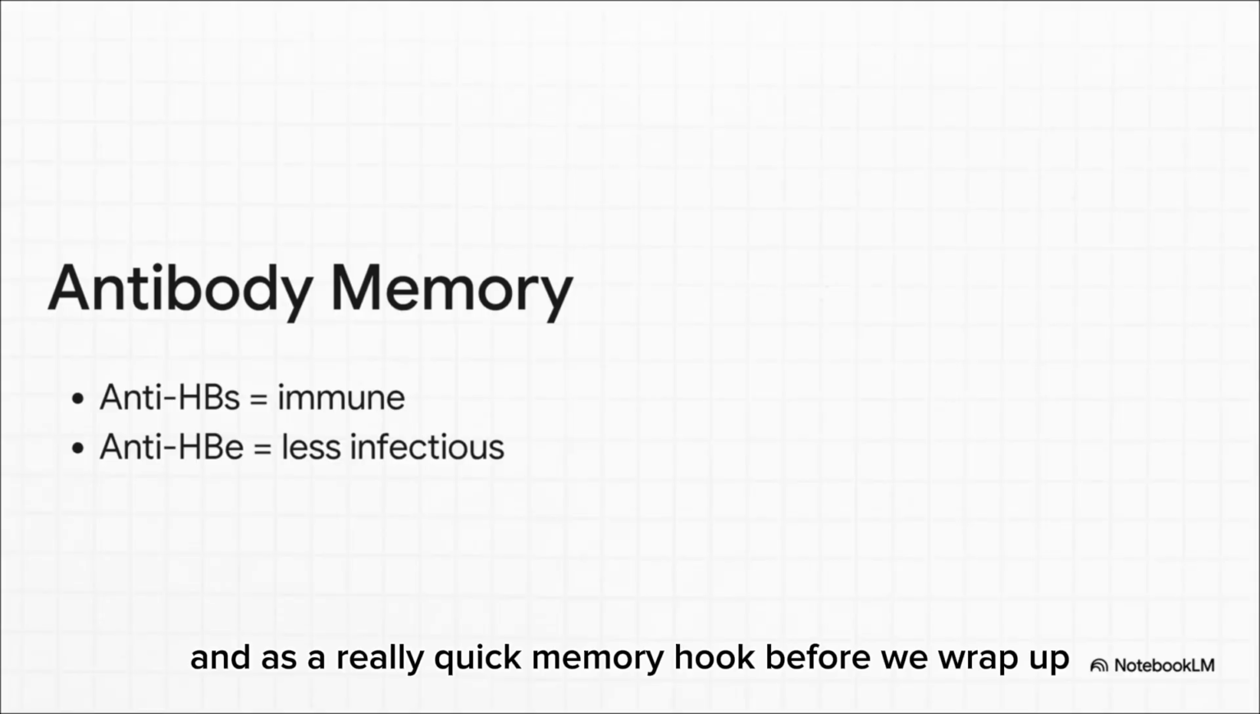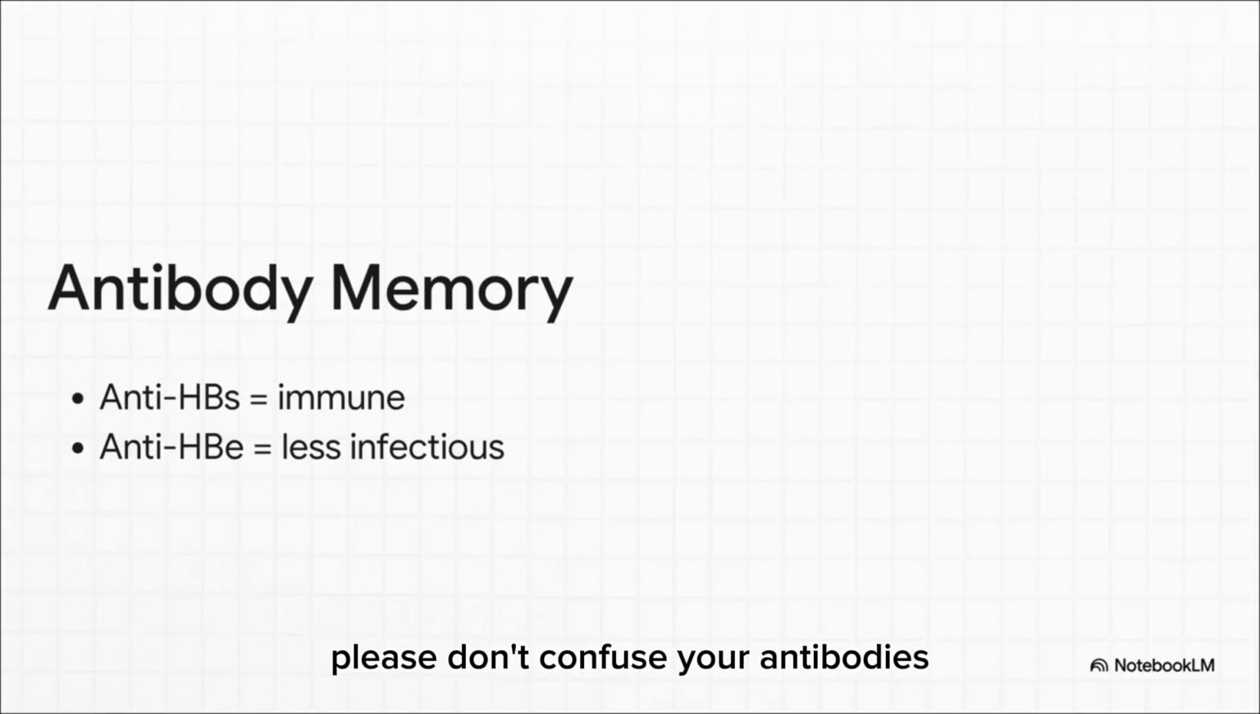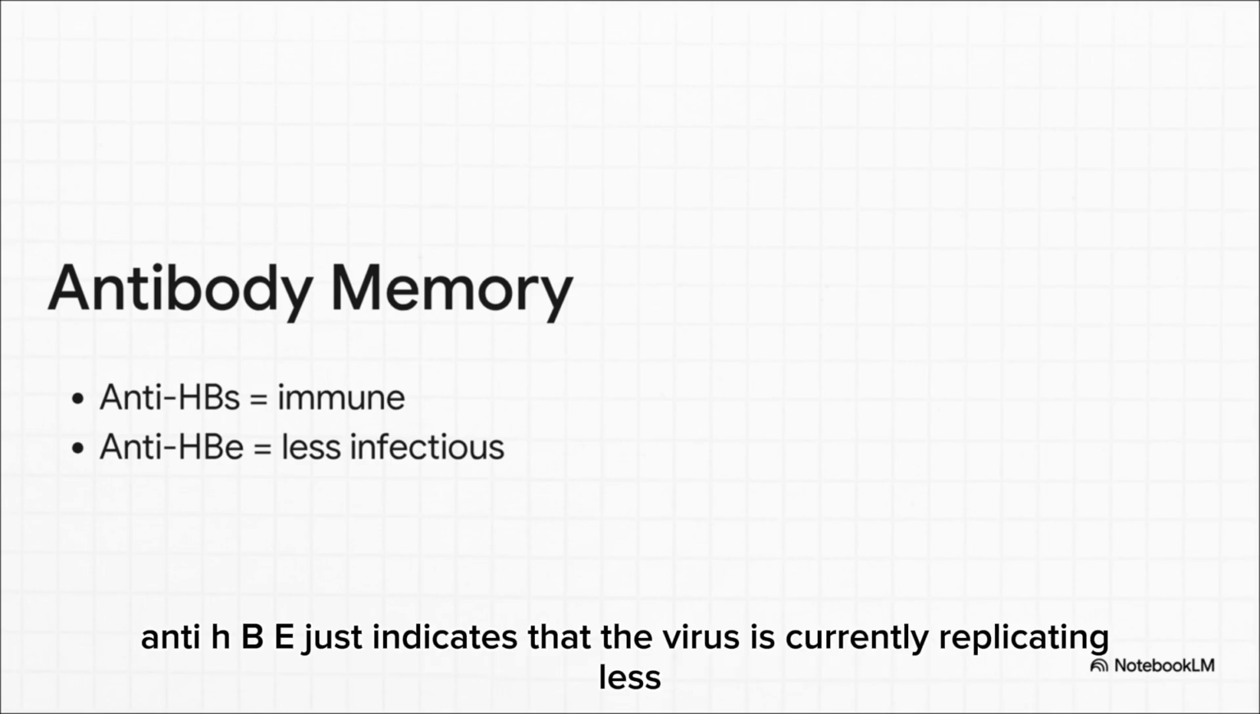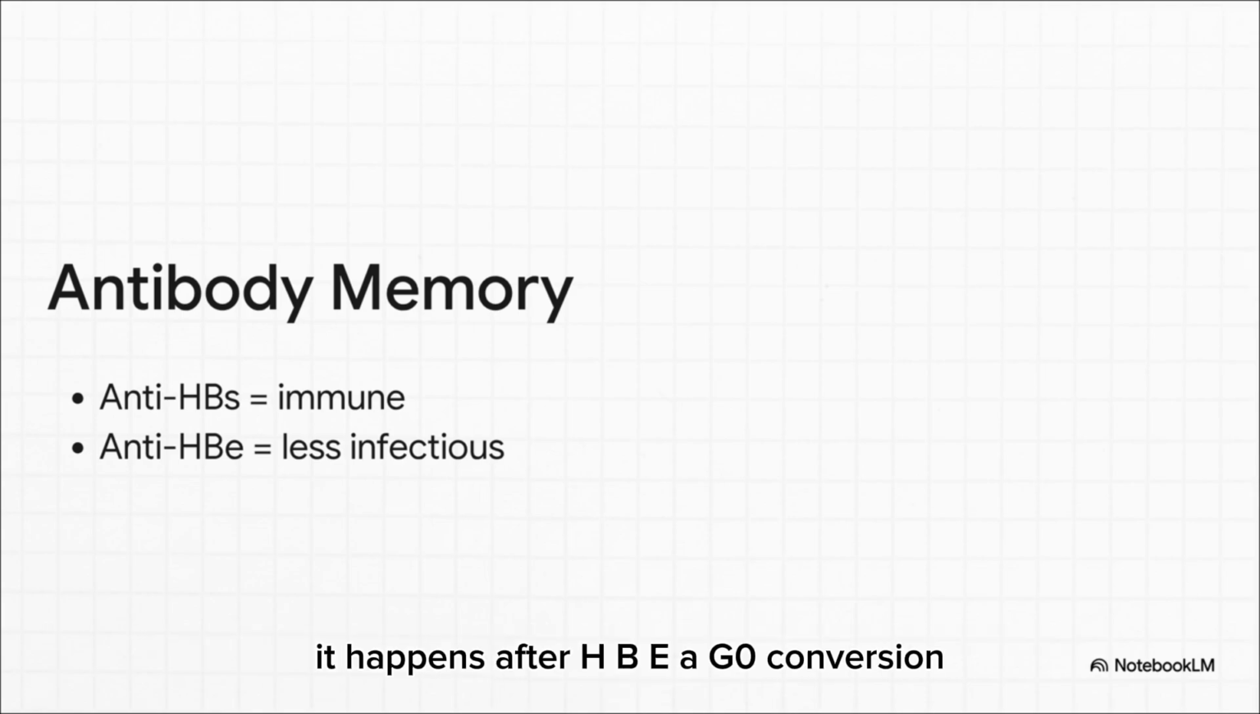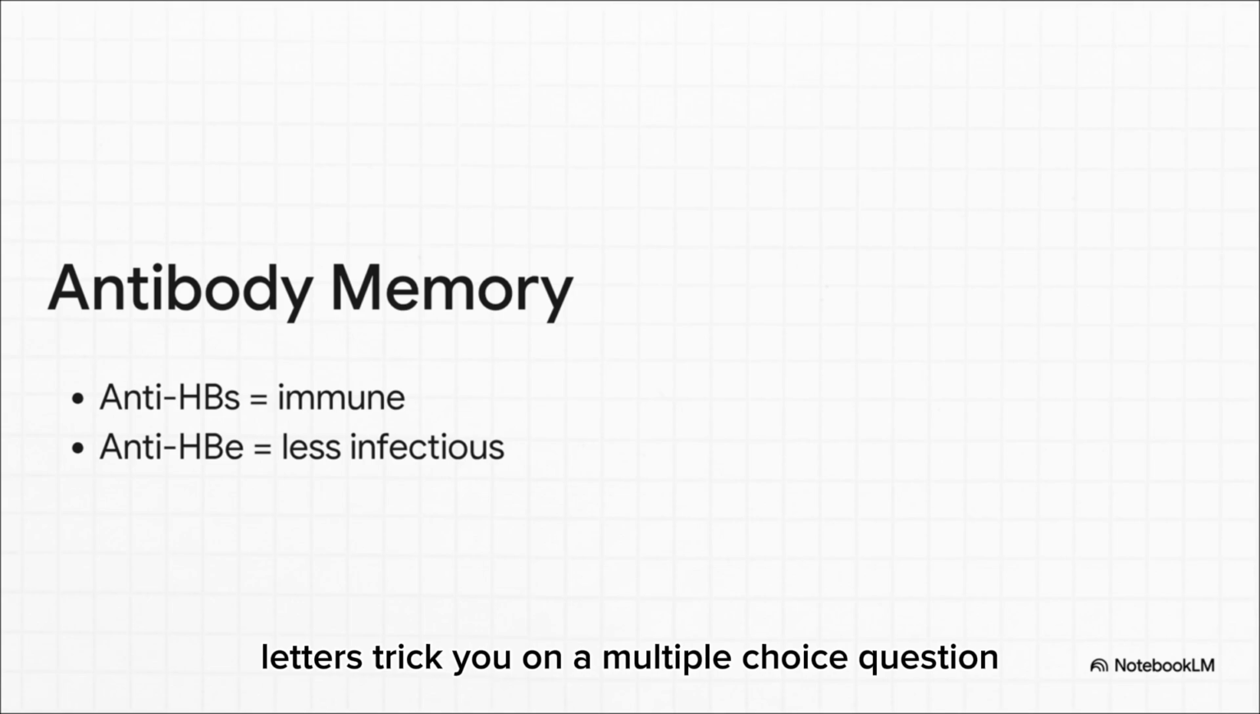And as a really quick memory hook before we wrap up, please don't confuse your antibodies. Anti-HBs means full, complete immunity. Anti-HBe just indicates that the virus is currently replicating less. It happens after HBeAg seroconversion, meaning the patient is simply less infectious, but not necessarily totally immune. Do not let those similar letters trick you on a multiple-choice question.